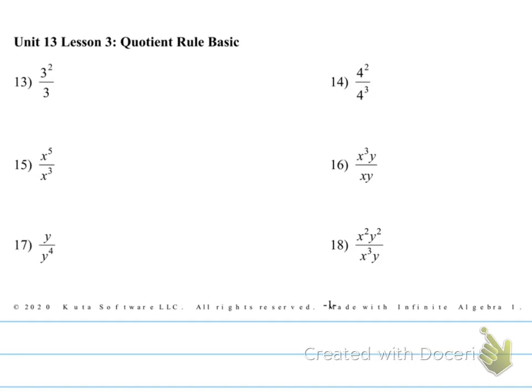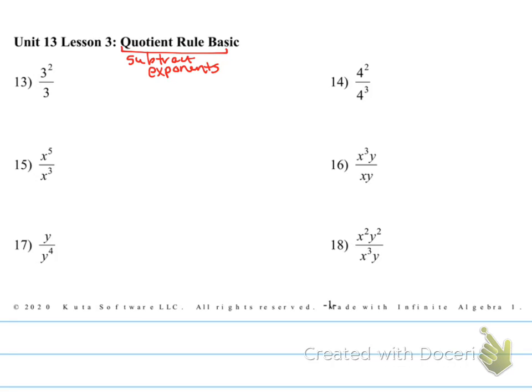Okay, so we know that we just focused on multiplication rule, and that meant that you add the exponents. So if we're dividing in these problems, that means we're going to do the opposite, and that's going to be subtract the exponents. But remember, they need to have the same base. If they're not the same base, you can't do anything with it.